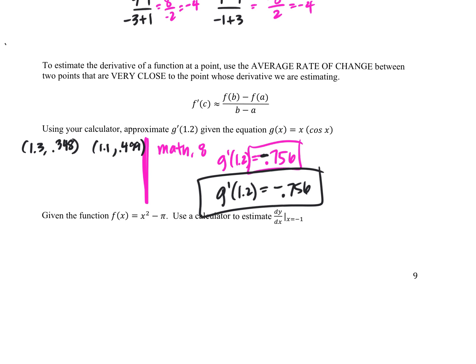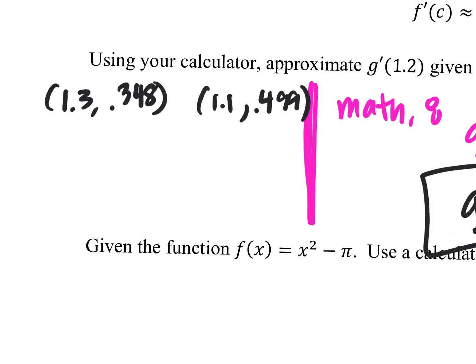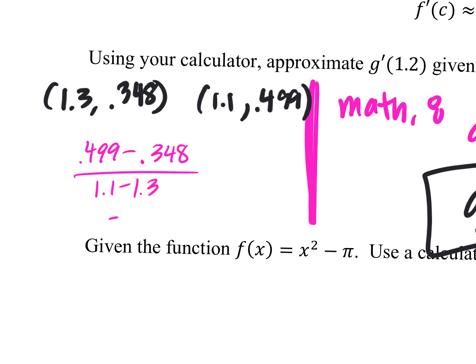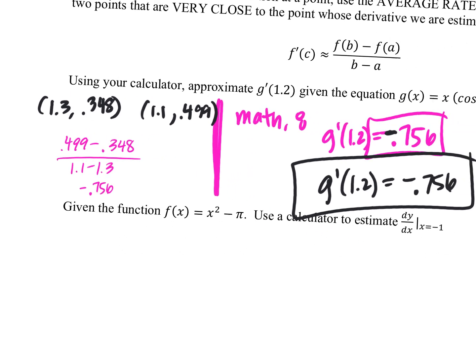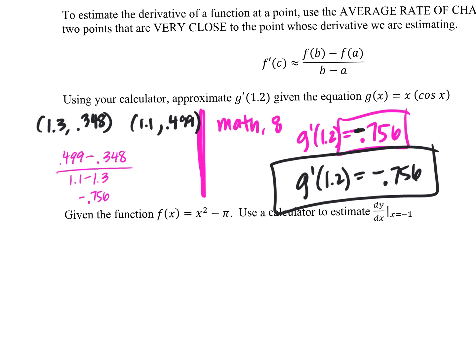If I'm trying to find the slope now, change in y over change in x, I'm going to do 0.499 minus 0.348 over 1.1 minus 1.3. I'm going to use the full decimals from my calculator, divided by 1.1 minus 1.3. And I got an answer of negative 0.756. Was that pretty close to the derivative my calculator gave me? Oh, snap. I feel good.